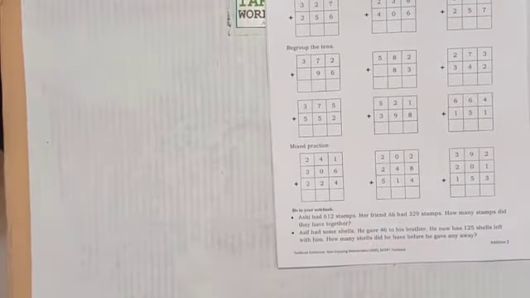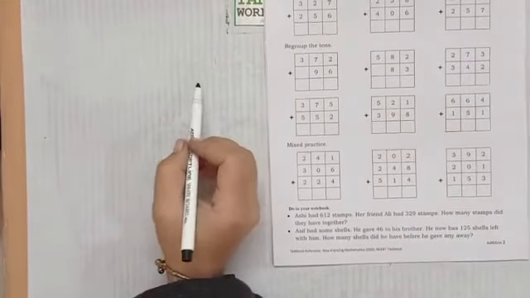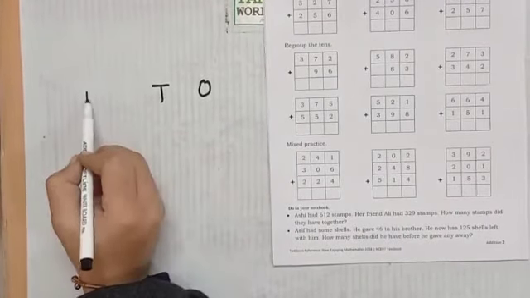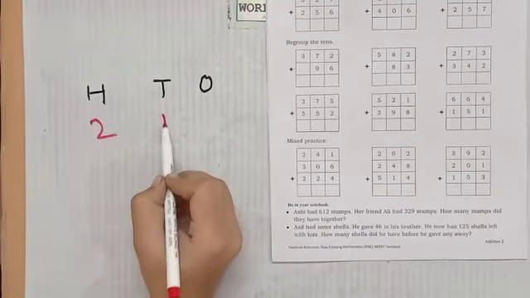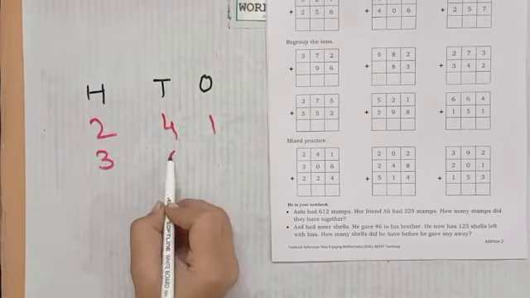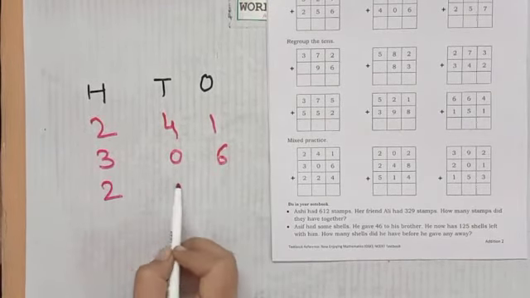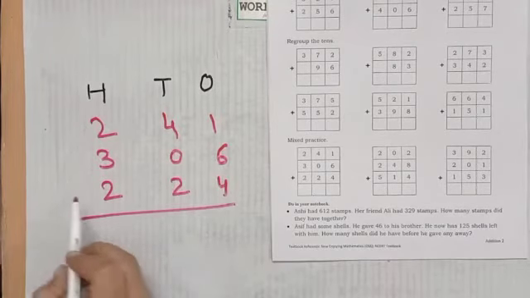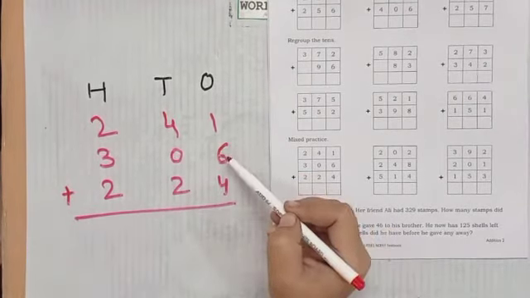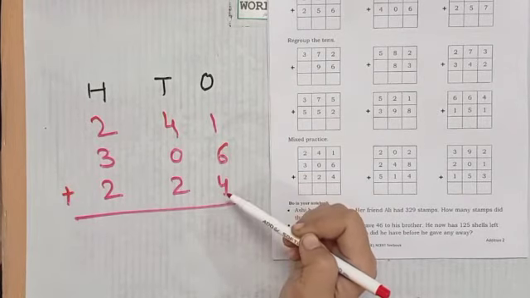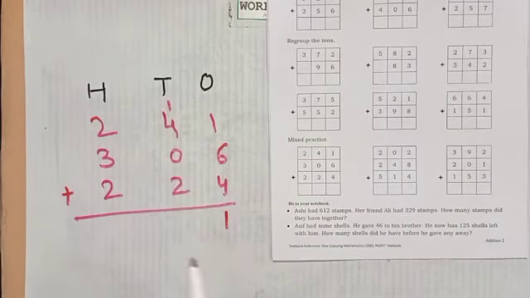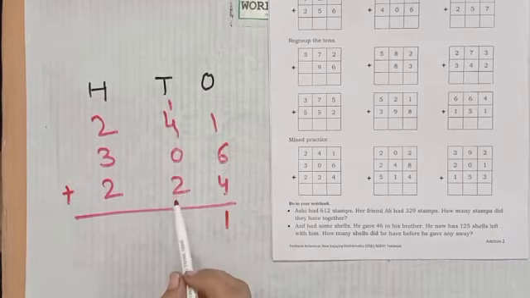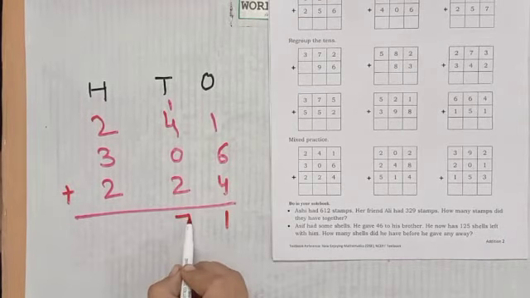Now see mixed practice. First we have to write the places: ones, tens and 100. Then we have to write the numbers 241, 306, 224. Now we have to add these three numbers. 1 plus 6 is what? 7. And 7 plus 4 is 11. We give carry 1 to tens. 1 plus 4 is 5 and 5 plus 2 is 7.